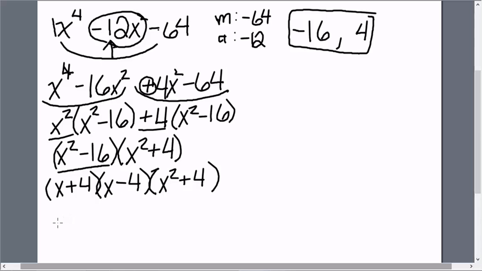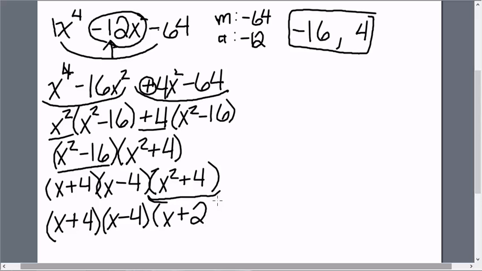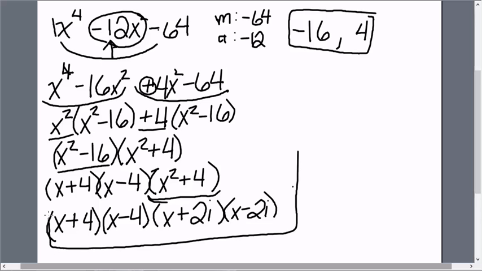So I'm not going to touch these first two, x plus 4, x minus 4. But what I can do now is take this second parenthesis and say that there's still an x squared. It is a sum of squares. So I can break that into x plus 2, x minus 2. But because it's got that plus sign, both of these get i's, or imaginary numbers. I will accept either of these ways as the fully factored version.